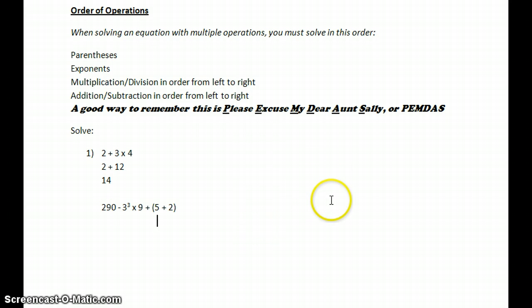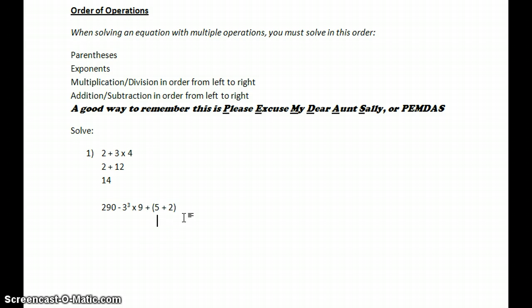Okay, so if we have a larger equation such as this, 290 minus 3 to the third power times 9 plus parentheses 5 plus 2. So by the order of operations, I have to do parentheses first. Even though it's an addition in there, I still have to solve this 5 plus 2 first.